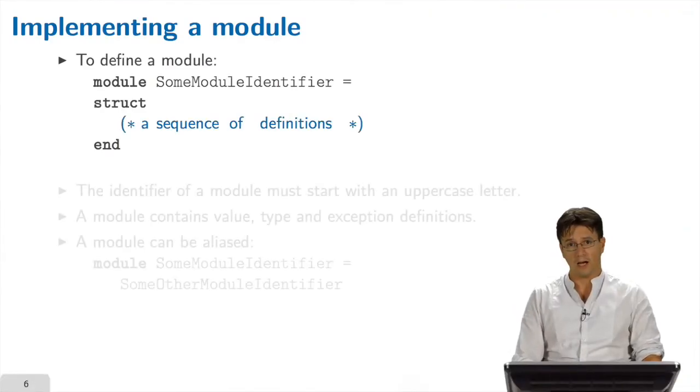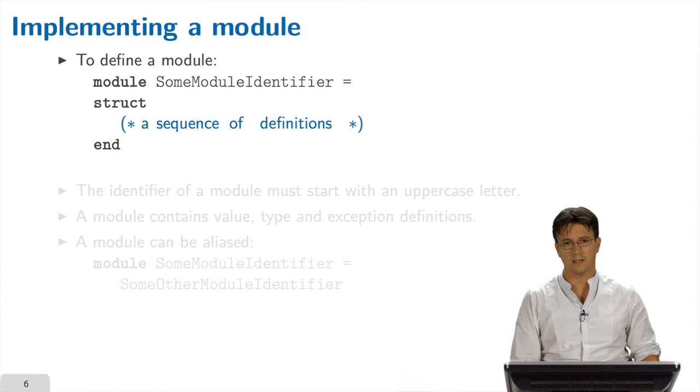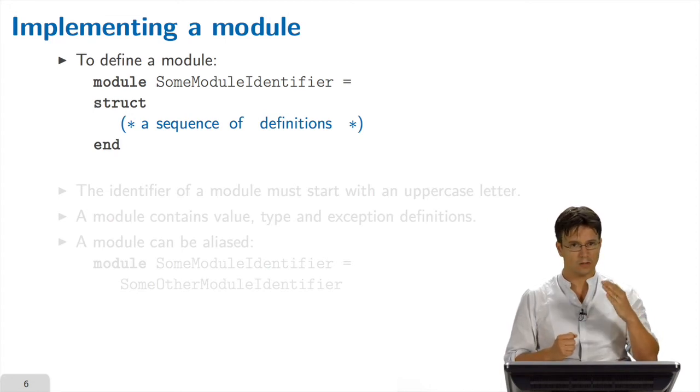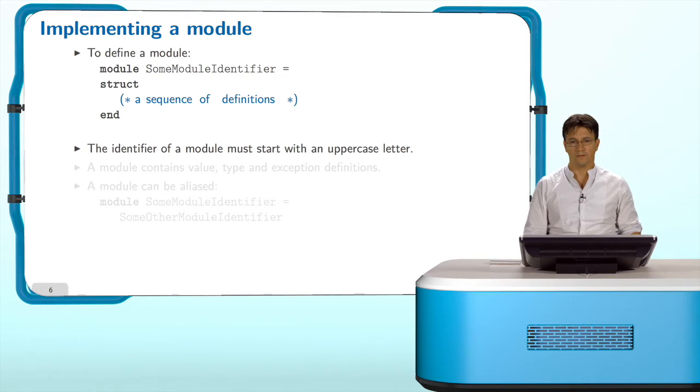So now, how can you define a module? The syntax is the following one. You use the keyword module followed by the identifier for this module. And between struct and end, you just write a sequence of definitions that will be part of this module. The thing that you have to know is the fact that the identifier of a module must start with an uppercase letter.